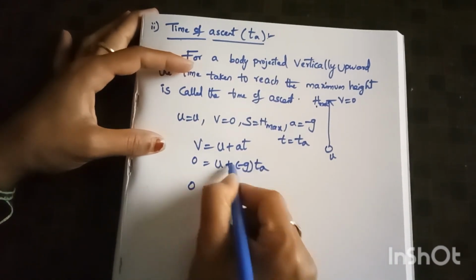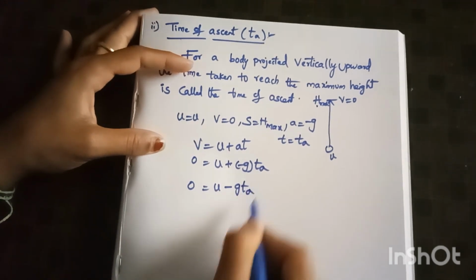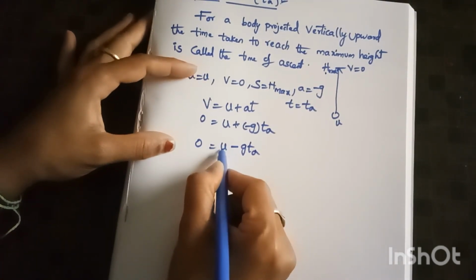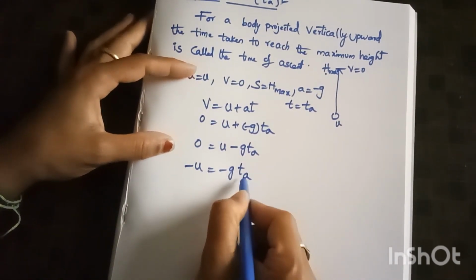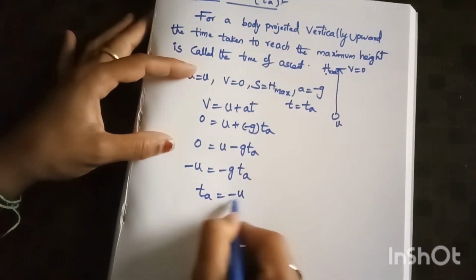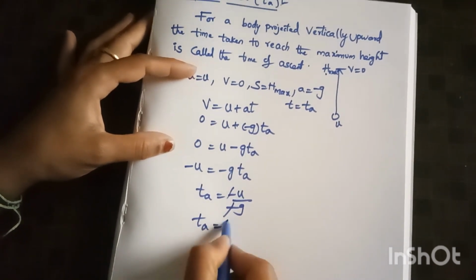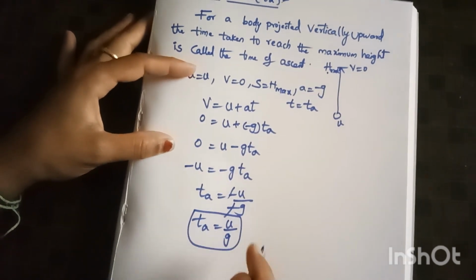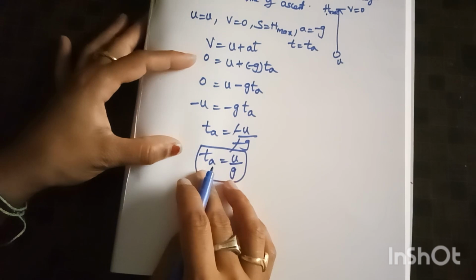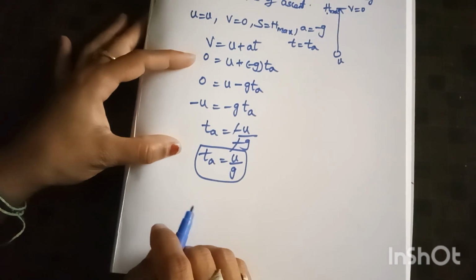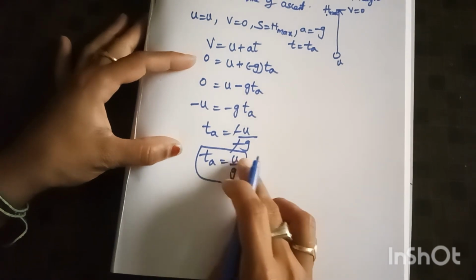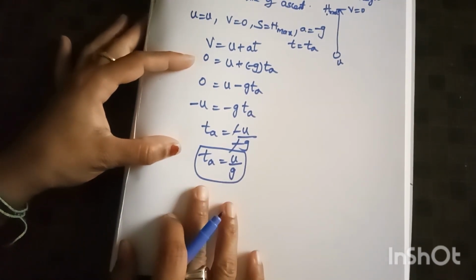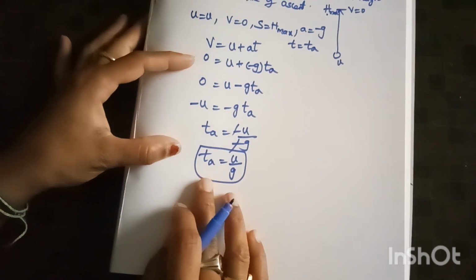So 0 equals u plus (minus g) Ta. Sending u to the left hand side, minus u equals minus g Ta. We want Ta, so Ta equals minus u by minus g. The minus cancels, so Ta equals u by g. This is the time taken by the object to reach the maximum height when projected vertically upward. So maximum height is u square by 2g and time of ascent is u by g.